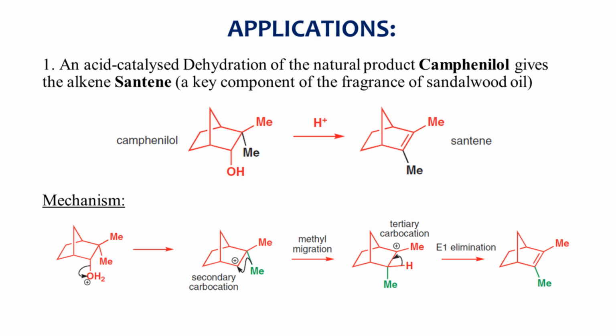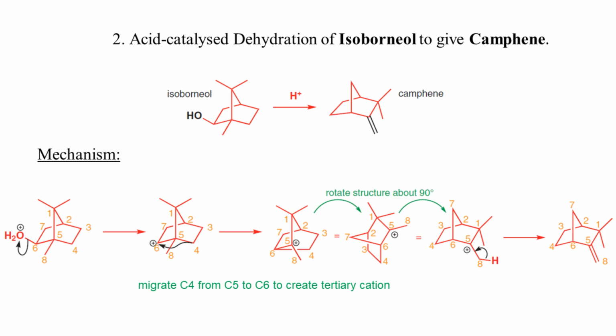Applications of the Wagner-Meerwein rearrangement include the acid-catalyzed dehydration of camphenyl to produce xanthane, a key component of sandalwood oil fragrance. Another application is the acid-catalyzed dehydration of isoborneol to give camphene. This reaction involves a migration of carbon atoms to form a tertiary carbocation.